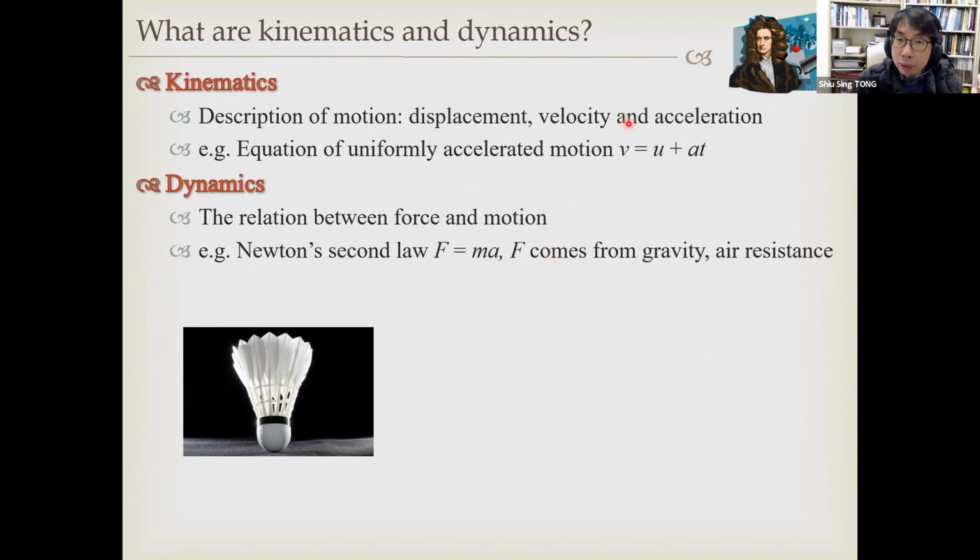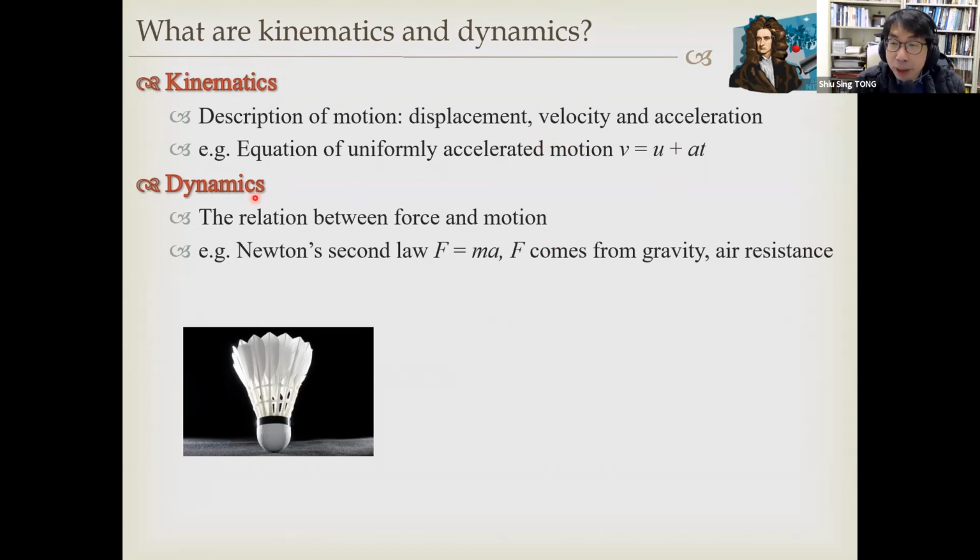And then using these quantities, we set up some equations to describe the motion. For example, the equation for uniformly accelerated motion, v equals u plus at, you learned in high school. So that is a pure description of the motion without involving the force. In this equation, we don't see the force, right? So we only learn how to describe it, but we don't know what causes the motion. The cause of the motion is not expressly mentioned here.